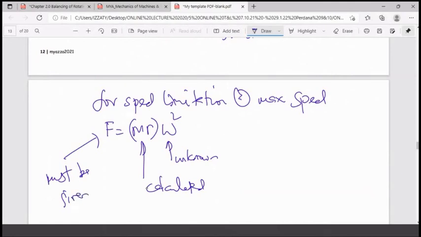Okay, they must provide you this one. Typically, they provide it in terms of Newton, sometimes in Newton of stress, it doesn't matter. So they must provide this one. So you will have the omega.